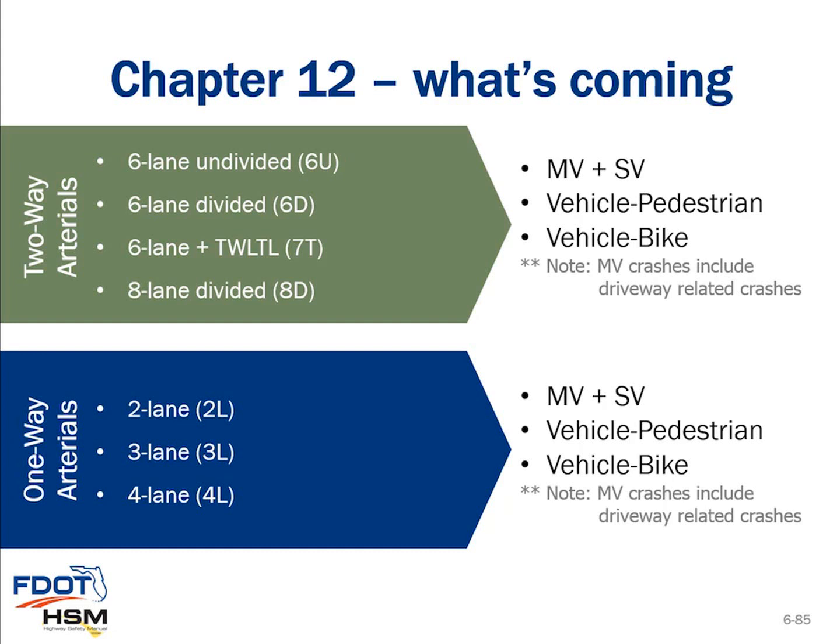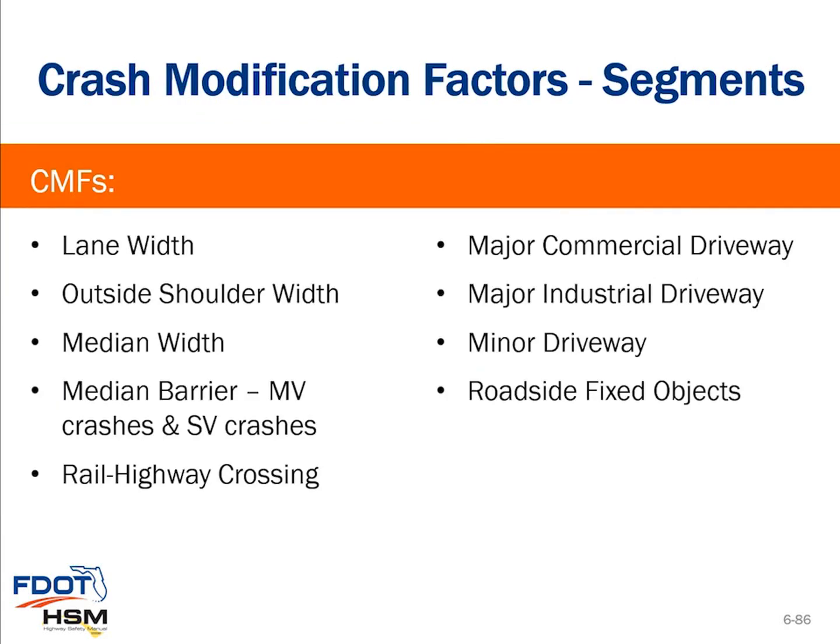and we go through the same basic types of calculations that we just talked about. Multi-vehicle, single vehicle, vehicle-pedestrian, etc. And crash modification factors for segments have also changed a little bit. We now have lane width, which we didn't have before. We now have shoulder width. We still have median width, but we've added in median barrier. Previously, when a median barrier was there, we had a crash modification factor of 1. We also have railroad highway crossing, and if there's a crossing along the segment, we'd go through the analysis there. And then we also go through the driveways, and we have roadside fixed objects as we had before.